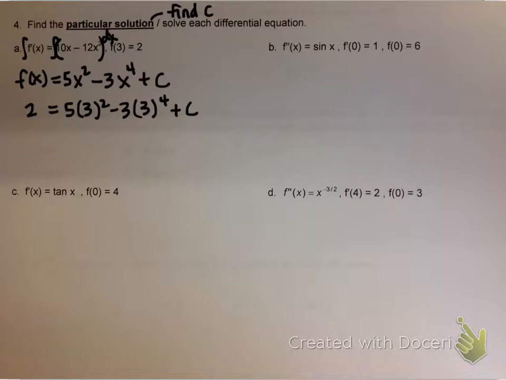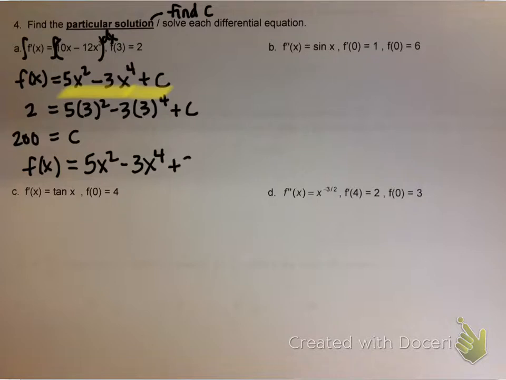And now you can see that I only have numbers here. If you do the calculation, I believe you will get 200 equals C. That's just calculator or brain. And then my final answer is that f of x equals 5x squared. So I'm taking this part that I got, plus c, except I know what the c is. So 5x squared minus 3x to the 4th plus my c value, which is 200. That's the particular solution when we're at the point 3, 2.